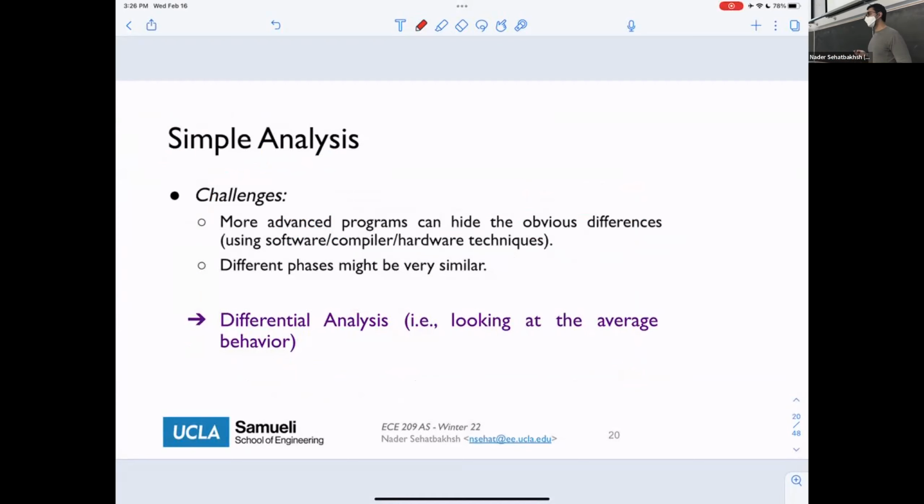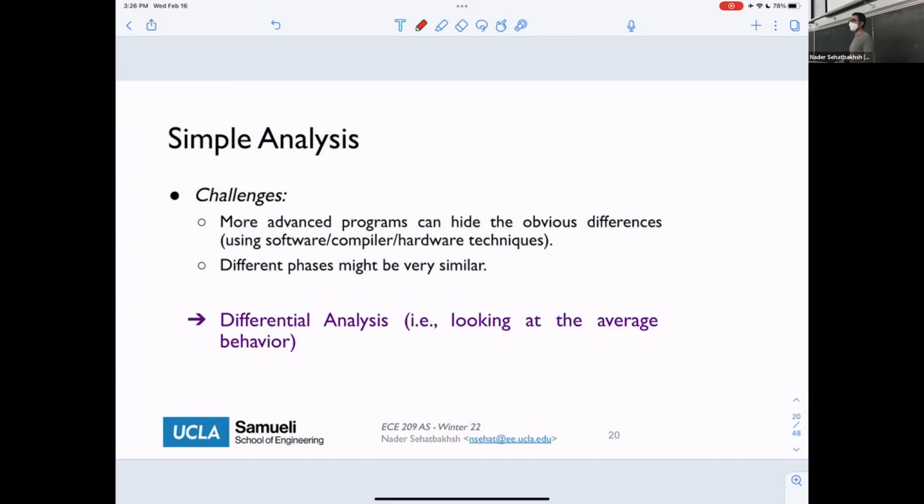How do we do that? We're actually on the defense side, and we're going to talk a little bit about it, but just to give you an overview, you can use different software, compiler, or hardware techniques in order to make things similar. Adding randomness helps, making things look similar helps, and so on and so forth. So what can be done is just making sure that the phases are not that distinguishable.